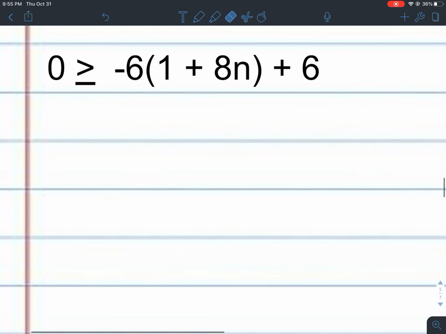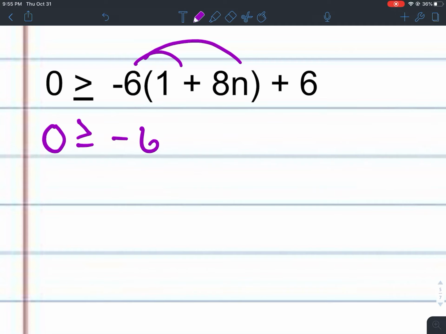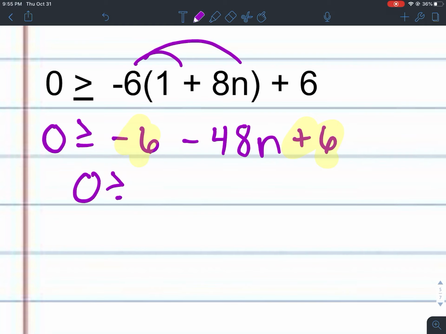And we're going to continue to follow the same protocol. So from here, we have to distribute the negative 6 to both terms. So 0 is greater than negative 6 minus 48n. And then plus 6 just comes down. The negative 6 and 6, when we combine those terms, that actually turns to 0. So now I just have 0 is greater than or equal to negative 48n.